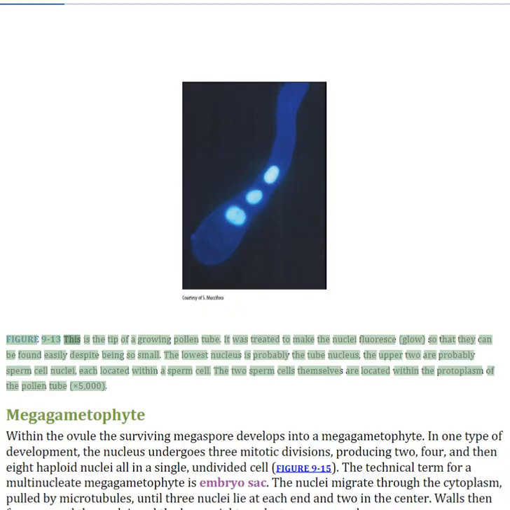Figure 9-13. This is the tip of a growing pollen tube. It was treated to make the nuclei fluoresce so that they can be found easily despite being so small. The lowest nucleus is probably the tube nucleus. The upper 2 are probably sperm cell nuclei, each located within a sperm cell. The 2 sperm cells themselves are located within the protoplasm of the pollen tube.